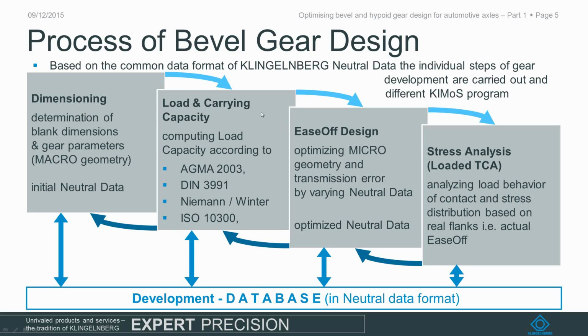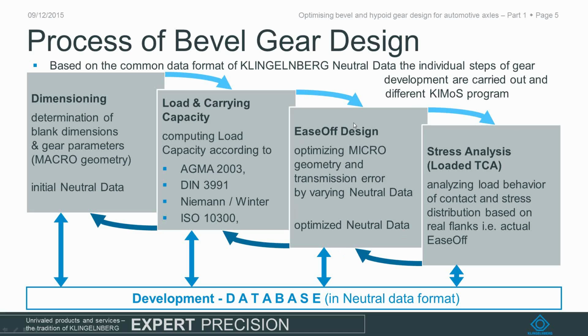Next step, after we have checked the load carrying capacity, is to optimize the ease-off design to ensure a good running behavior and a good noise behavior. Additionally, we have the chance to use the loaded TCA to analyze the stresses and the local pressure on the flanks to ensure that we have also a good microgeometry that ensures high efficiency on one side, or on the other side also a good scuffing behavior and so on.